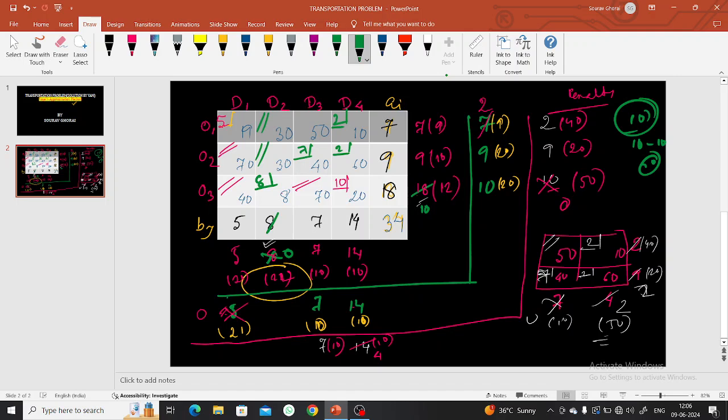This is the solution for finding the solution of a transportation problem by using Vogel's approximation method, and the solution is of the form 5 into 19 plus 2 into 10 plus 7 into 40 plus 2 into 60 plus 8 into 8 plus 10 into 20, and sum all those to get the result.